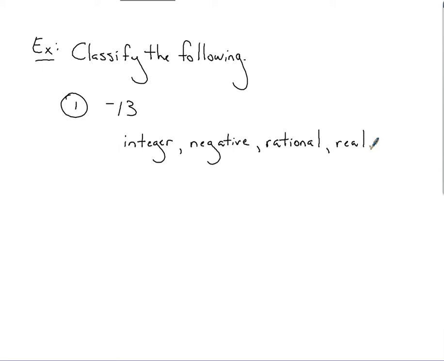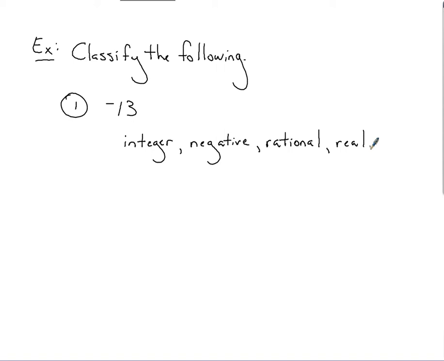Natural and counting, that goes hand in hand. So if it works for one, it's going to work for the other. Are these natural or counting numbers? No. And I talked about transcendental numbers. Really the only two we're focusing in on at this point are pi and e, and that is neither. So we've listed everything we can. We've classified negative 13. Yay, we've reached our goal for today.